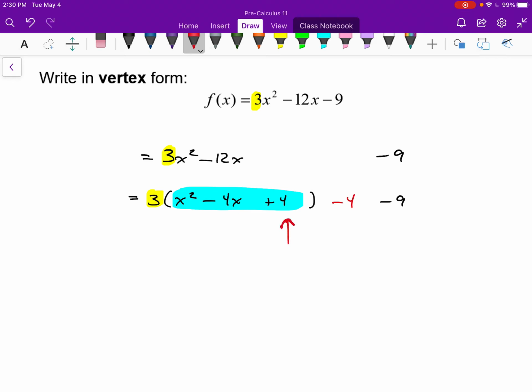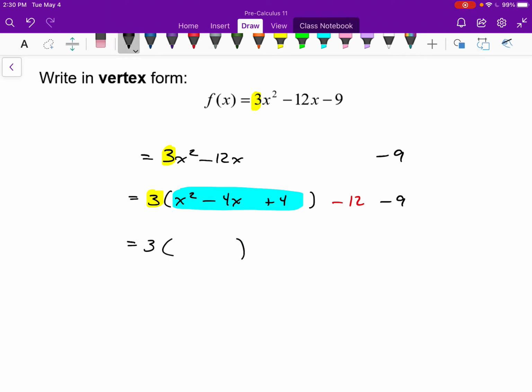Because although I wrote plus 4 here, that's not actually how I changed the function. Yes, I wrote plus 4 here, but everything inside there is being multiplied by 3. So really, once I wrote down that plus 4, I really added 12 to this function, because everything inside those brackets is being multiplied by 3. And so I'm going to add 12 to the function. To balance it out, I have to subtract 12 from the function. Now everything is balanced out. And now everything's going to come together quite nicely.